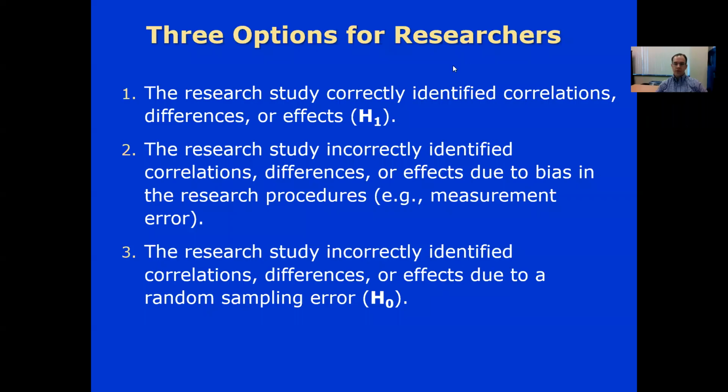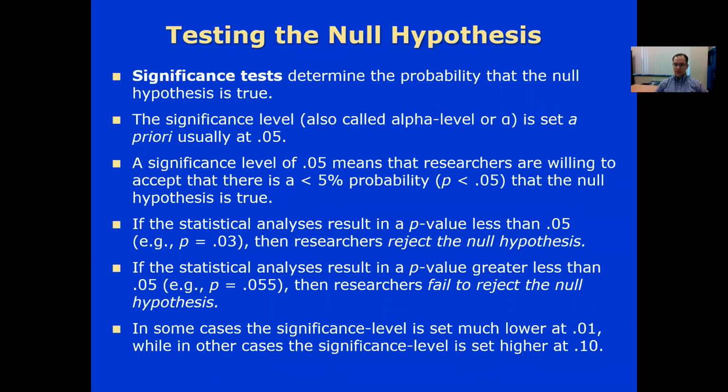Now there's ways to test the null hypothesis. We use significance tests, and they determine the probability that the null hypothesis is true. So remember, the null hypothesis means that there is no difference between the effect of the intervention on the outcome. And we set this significance level, also called the alpha level, represented by this symbol, a priori, or before the study begins, and it's usually set at 0.05.